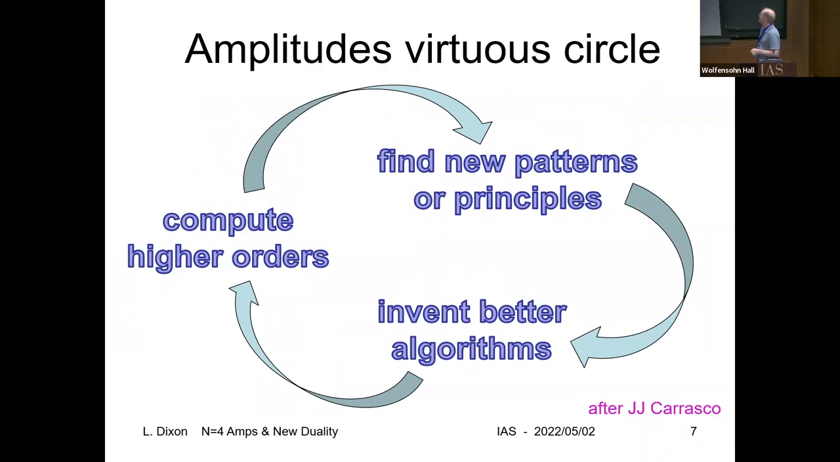But what I'm also interested in is not just calculating the scattering amplitudes for their own sake for QCD, but trying to compute higher orders so that we can look at them and find new patterns or principles. And we can maybe use those patterns to invent better algorithms and go to yet higher orders and so on, what was called by John Joseph Carrasco a virtuous circle.